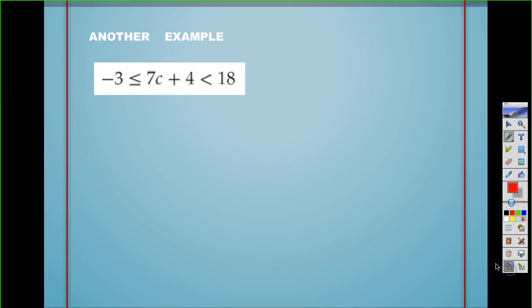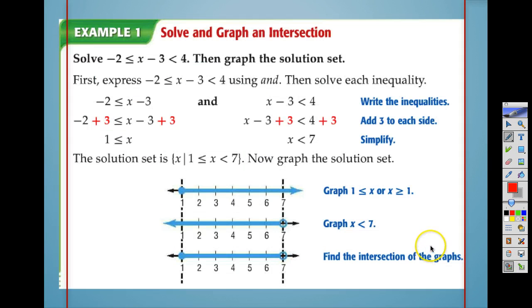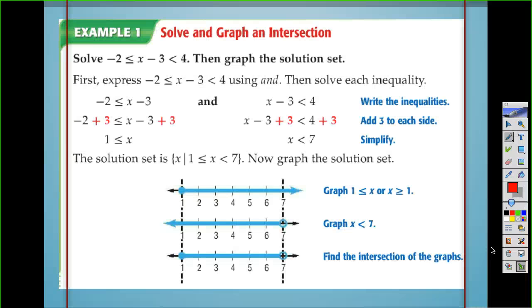Oops. I wanted to do one more before that. There we go. To solve and graph an intersection, here is the compound inequality.